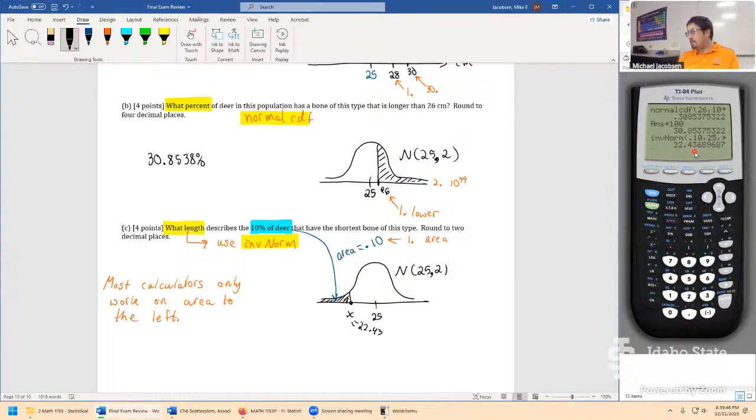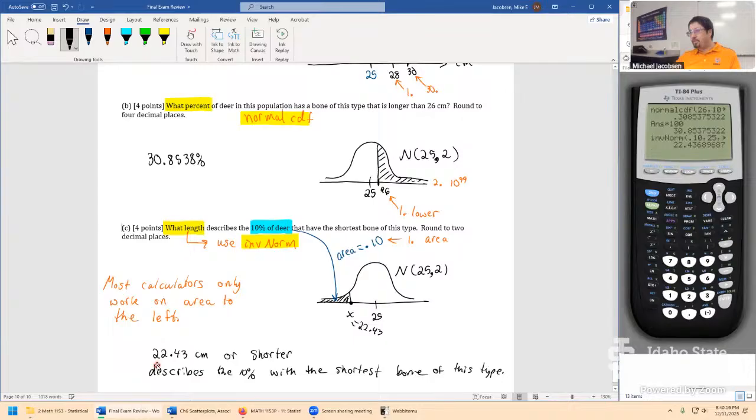So we can say 22.43 centimeters, or shorter, describes the 10% with the shortest bone of this type.